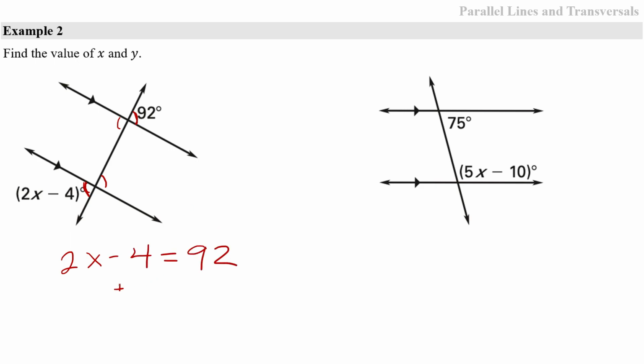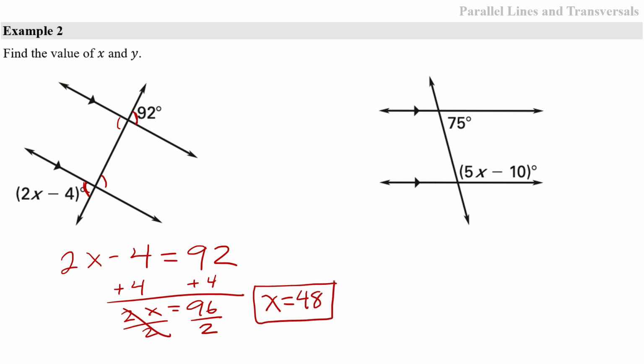And then if I add 4 to this side, and I add 4 to that side, I'm going to get 2x is equal to 96. And then I can divide by 2, and divide by 2. This cancels, and I get that x equals 48. So the value of x here is 48.